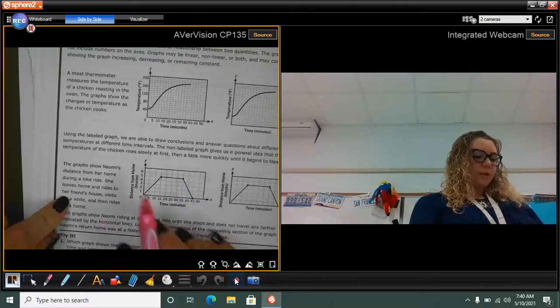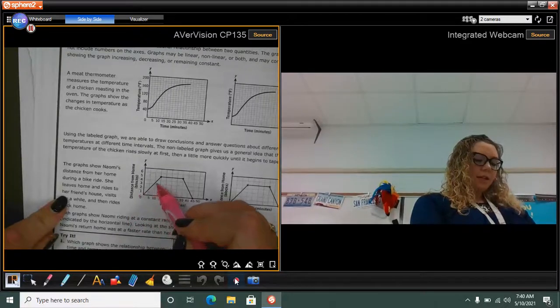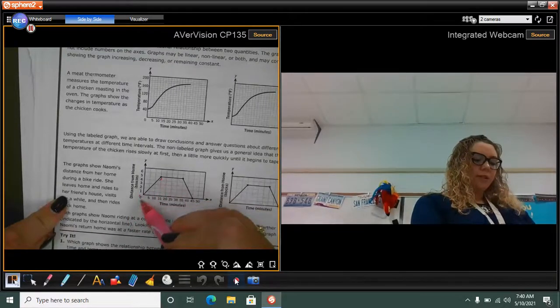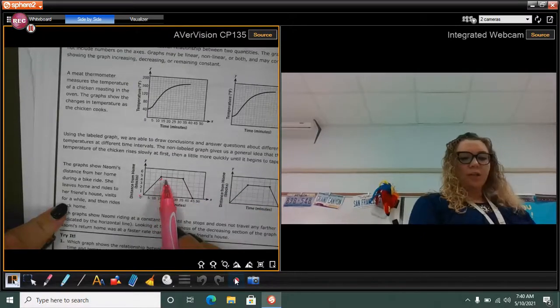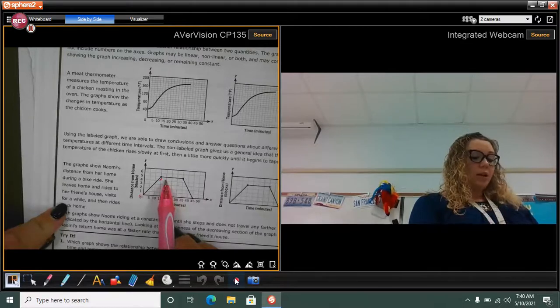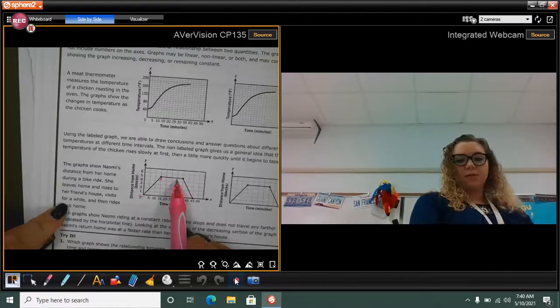So she leaves home. So here's Naomi going. As time goes on, what's happening to her distance? She's getting farther. She visits for a while. So is she increasing her distance from home? No. It's staying the same, but what's happening to the time while she's visiting her friend? It's still going. Time doesn't stop.